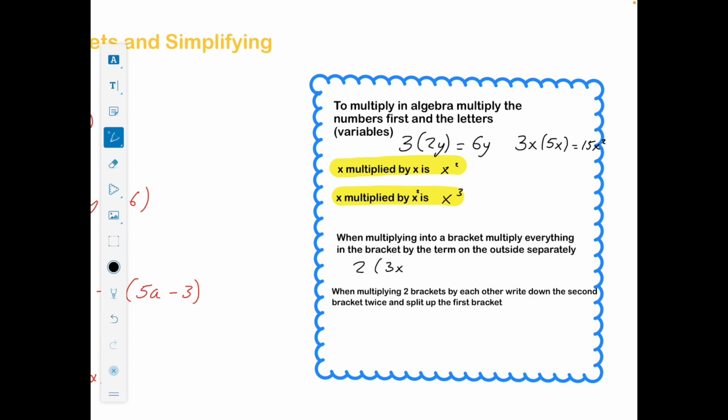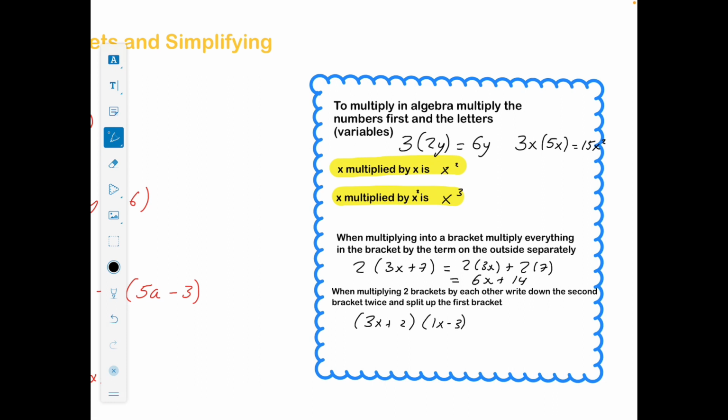When multiplying into a bracket, you multiply everything in the bracket by the term on the outside separately. So if I have 2 by 3x plus 7, I'm going to multiply 2 by the 3x and the 2 by the 7. That will give me 6x plus 14. Nothing more I can do with that. I can't add them, because they don't both have the same variable or the same letter. So that's that, finished.